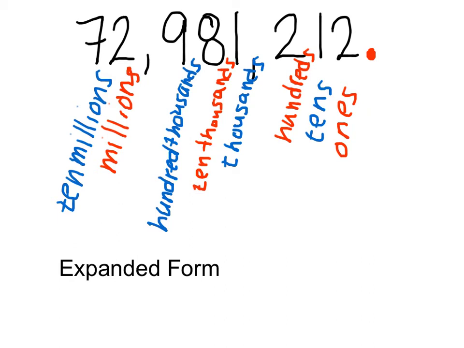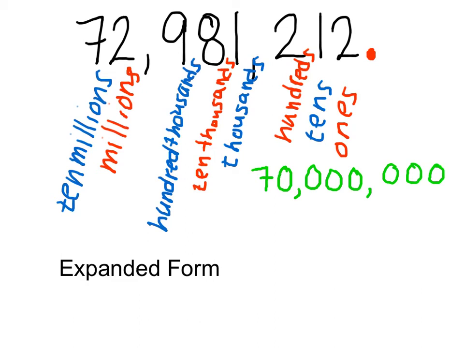I'm going to start with the largest number, which is going to be in the 10 millions, and I know that I have a 7 in the 10 millions. The 7 stays the same, but everything else to the right of the 7 turns to zeros. So the 2 is a 0, then I have a comma, the 9's a 0, the 8's a 0, the 1's a 0, comma, the 2's a 0, the 1's a 0, the 2's a 0. So looking at that, the 7 is worth 70 million because it's 7 10 millions.